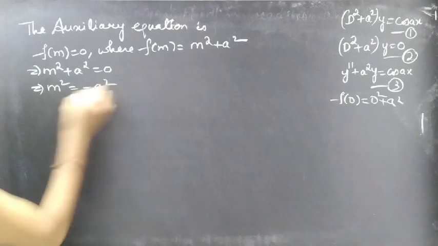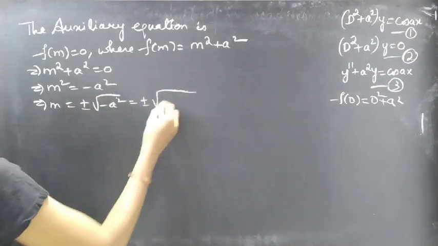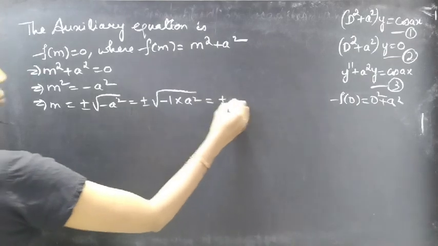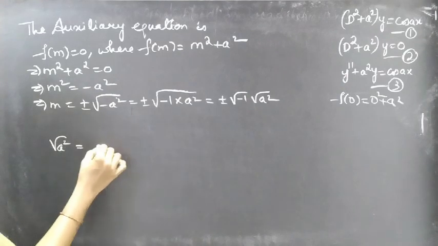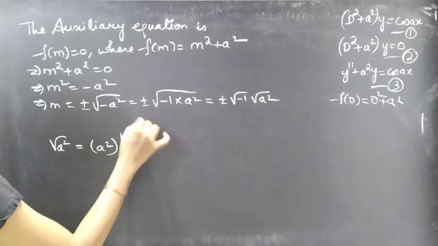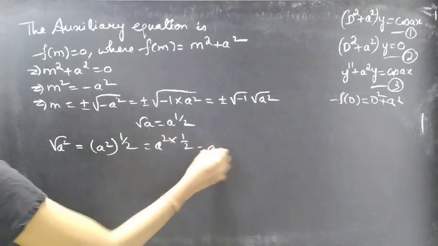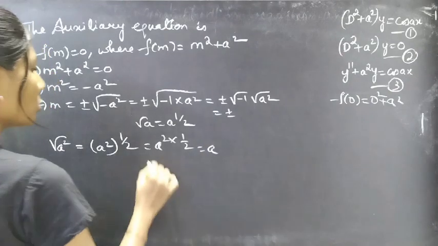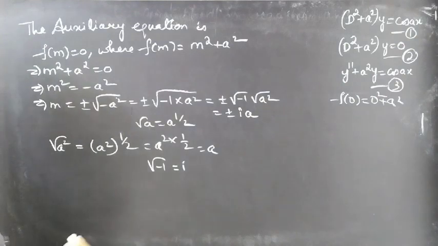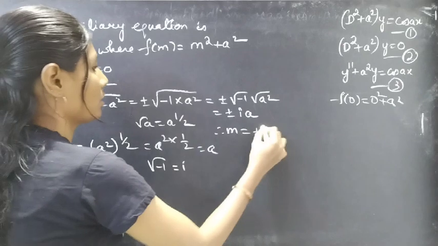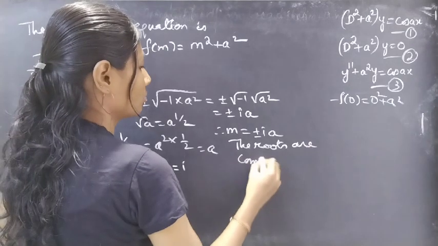Now let's find the roots of this equation. We'll get m square equals minus a square, then m equal to plus or minus square root of minus a square, and we can write square root of minus a square as square root of minus 1 into square root of a square. Square root of a square is nothing but a square whole power 1 by 2, since square root of a is a power 1 by 2. So here we'll get a. Also we know that square root of minus 1 is i, so we get plus or minus i a. Therefore, m equal to plus or minus i a. The roots are complex conjugate.